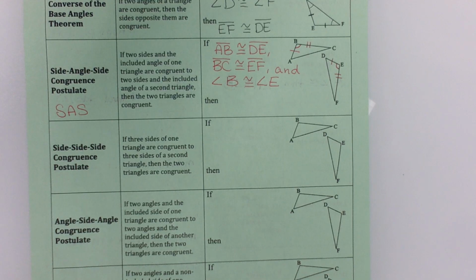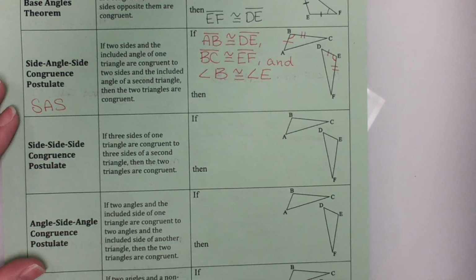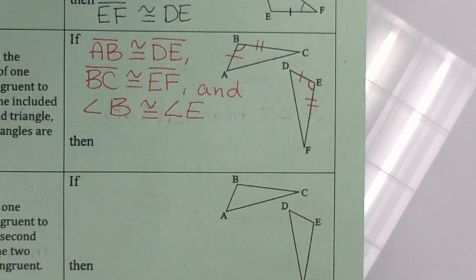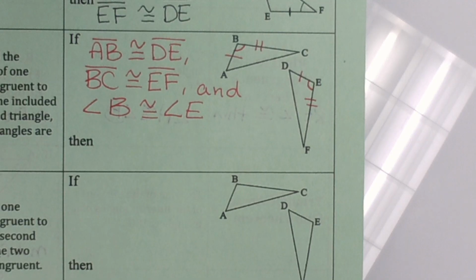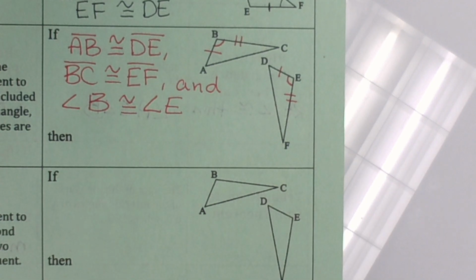Now, in this chapter, more than any other chapter, make sure you are marking up your picture on your postulate sheet. Those congruent symbols help a lot. If you have two sides and the angle between marked as congruent, that is enough to say the triangles themselves are congruent.